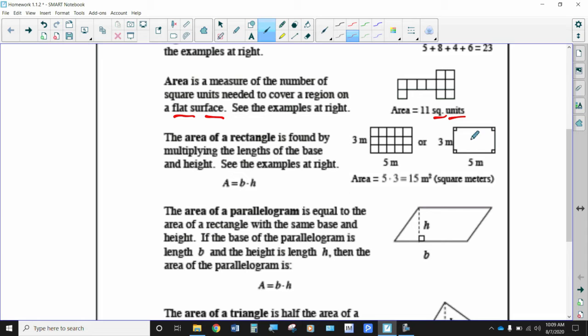And sometimes, most of the time, when we see the rectangle, we don't see the individual squares, and we just know that to find the area, you multiply base times height. So this is the generic formula for finding the area of any parallelogram, whether it's a rectangle, whether it's a square, or whether it's this kind of a parallelogram.